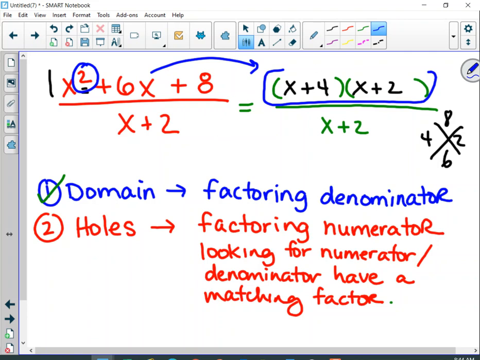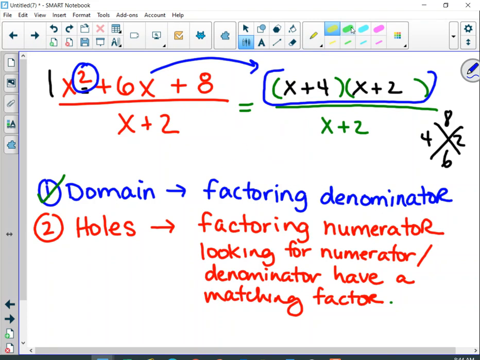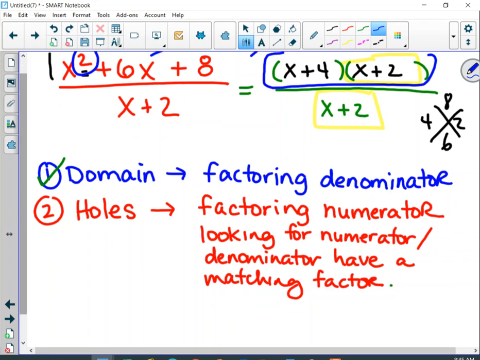Okay. Is there a hole in this function? Yes or no? Yes. How do you know there's a hole in this function? You've got a matching factor, right? This guy and this guy. Right? And watch this. That matching factor of x plus 2, you set that equal to 0 and solve.